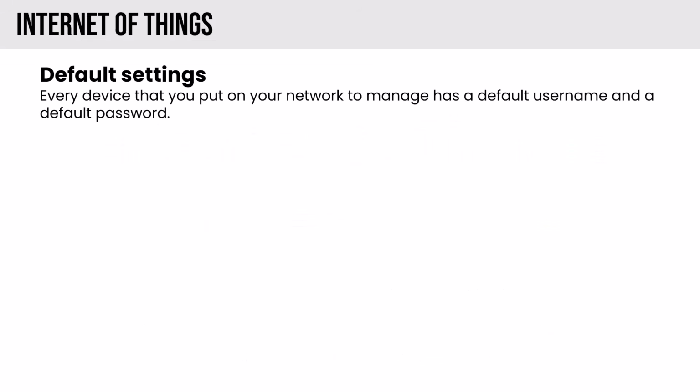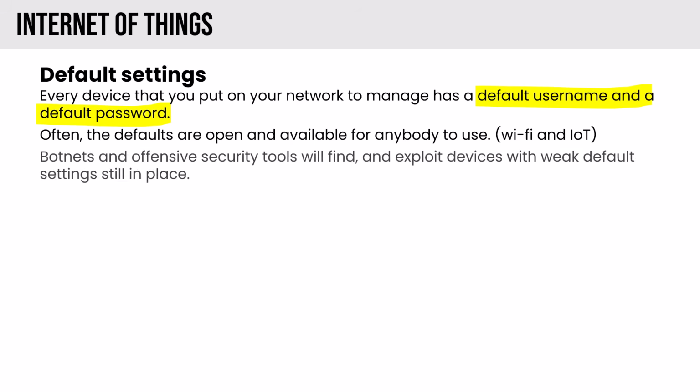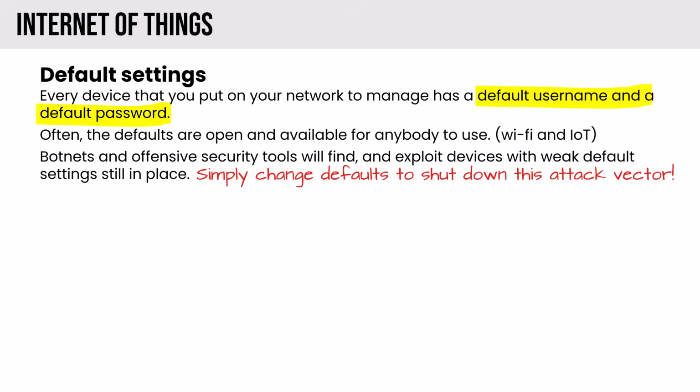Now, IoT devices suffer from some common attack vectors. One of these is default settings. Every device that you put on your network to manage has a default username and password. Often the defaults are open and available for anyone to use. And this is true of Wi-Fi and IoT devices both. Those defaults may be well known, and botnets and offensive security tools will find and exploit devices with weak default settings still in place. Just change these defaults to shut down the attack vector. That's pretty simple.